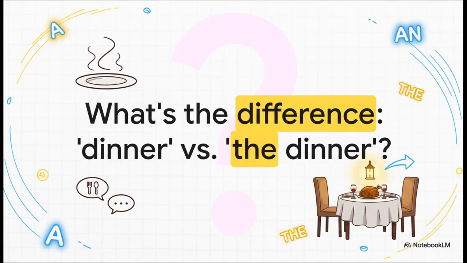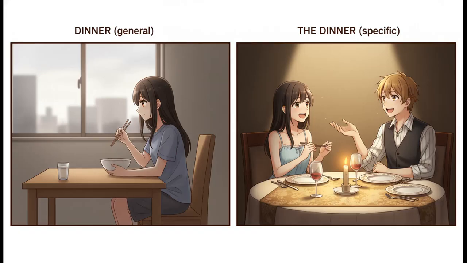This one's a little trickier. Both of these sentences are about dinner, but one has the and one doesn't. So what's really going on here? What's the difference in meaning? And this is such a great example. When you ask, what did you have for dinner, you're just asking a general question about that evening meal. But if you ask, how was the dinner? Now you're talking about a specific particular dinner event, one that both you and the other person already know about. Maybe it was that big party last night. That tiny word, the, carries all that meaning, that layer of shared specific knowledge.